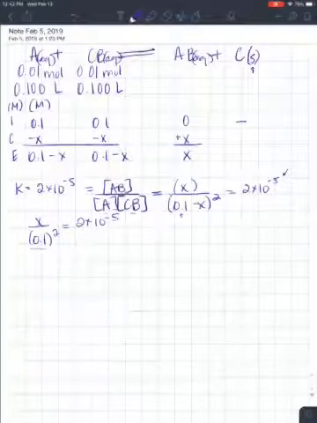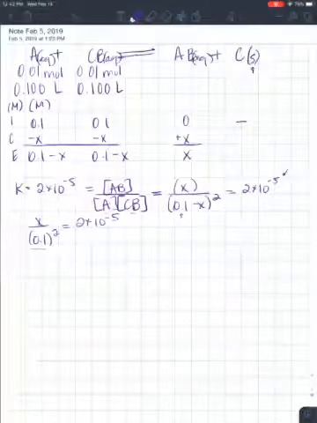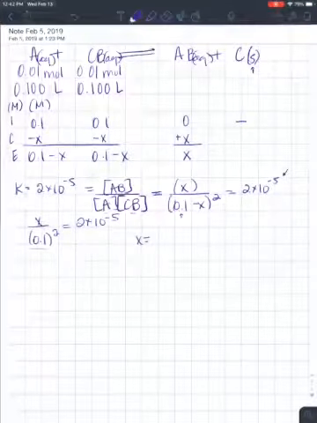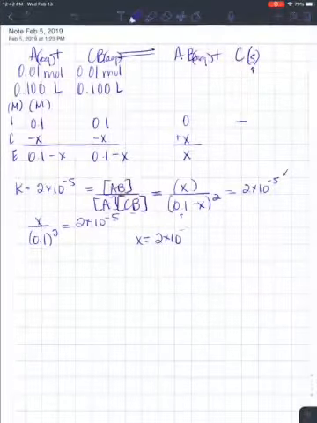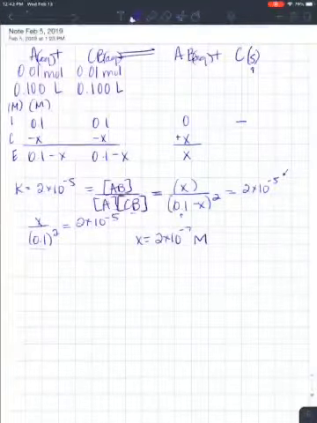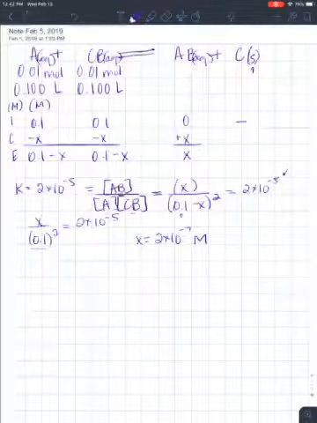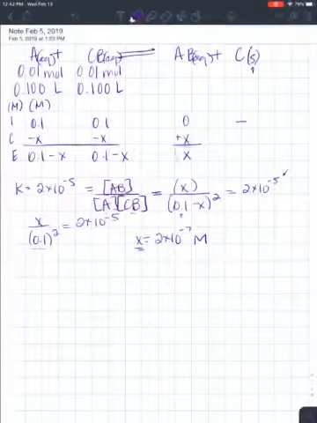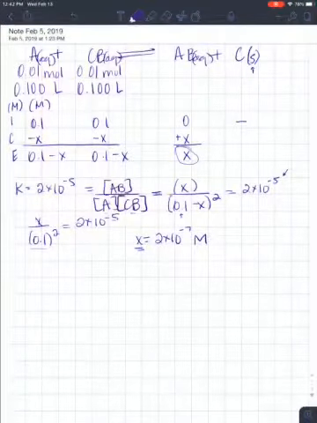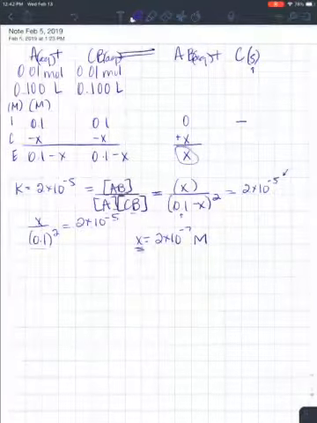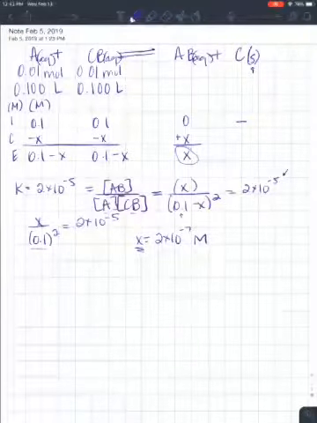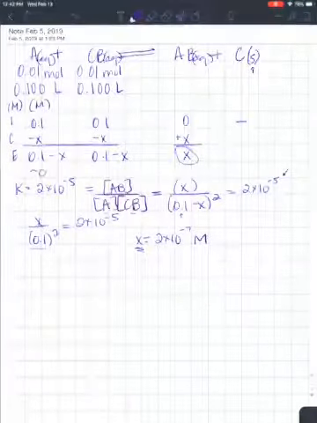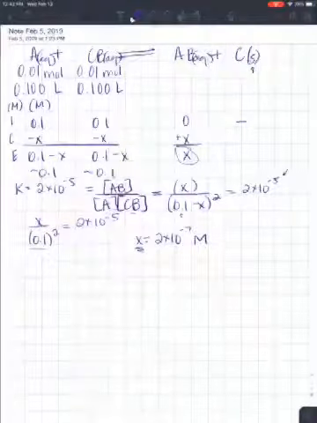Square that value, multiply that by 2 times 10 to the minus 5, and you get a value for X that's 2 times 10 to the minus 7, and that's molar. So this X is actually the concentration of AB at equilibrium, and this X is so small that at equilibrium, we're going to still just really consider these guys 0.1.